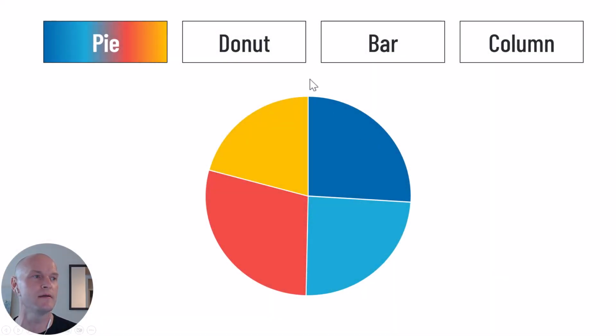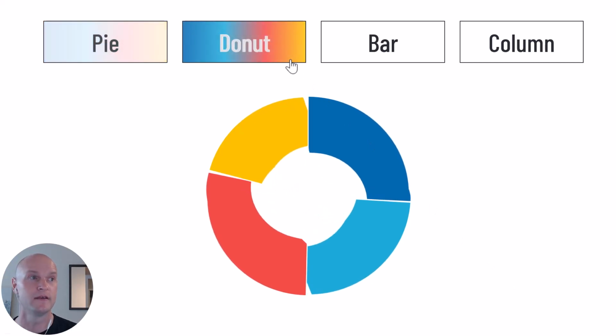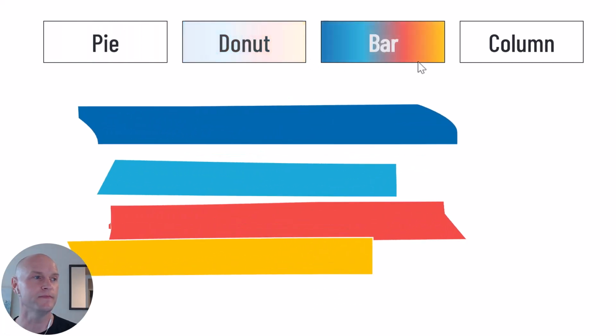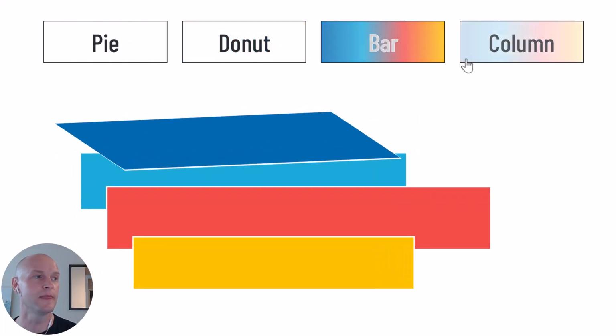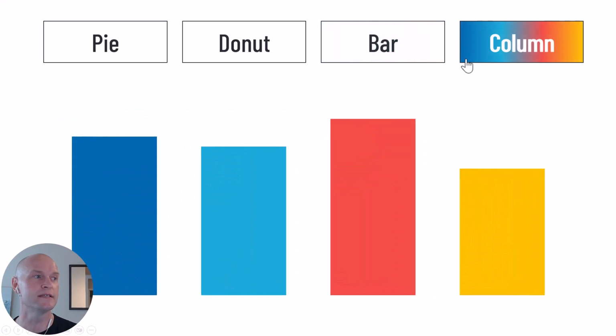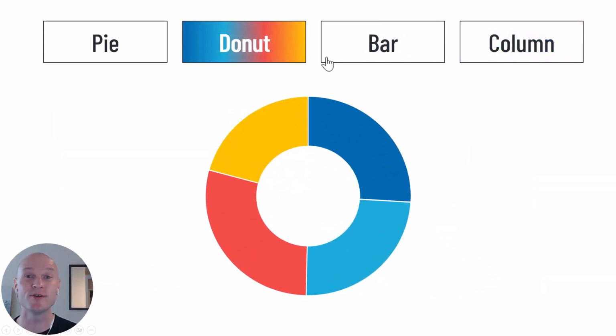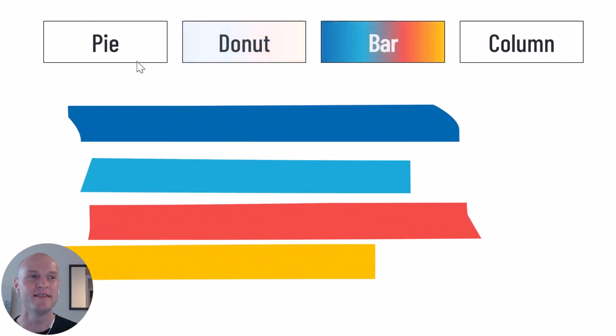We have the pie. Let's click on the donut and see what happens. Perfect. It goes to the donut. Now the bar. Now the column. And the true test is if you can do it out of order, and it goes back to my donuts. So pretty. Isn't that cool? This is cool.